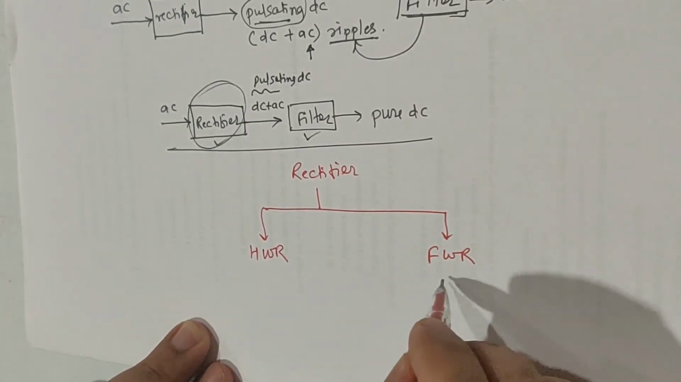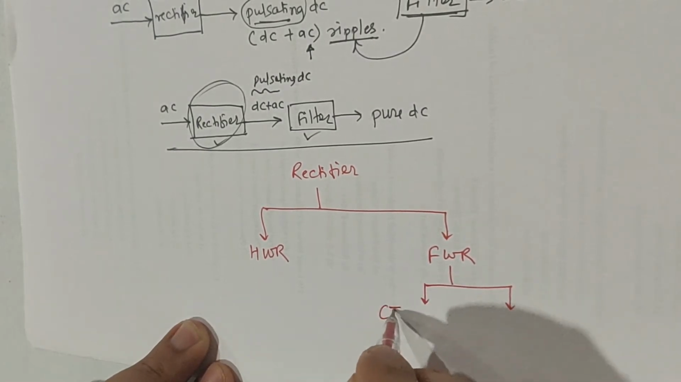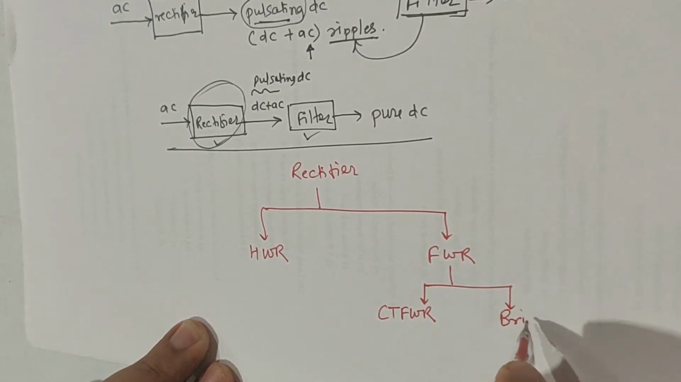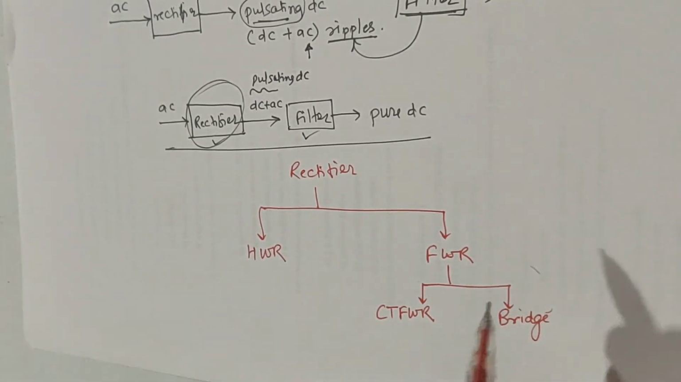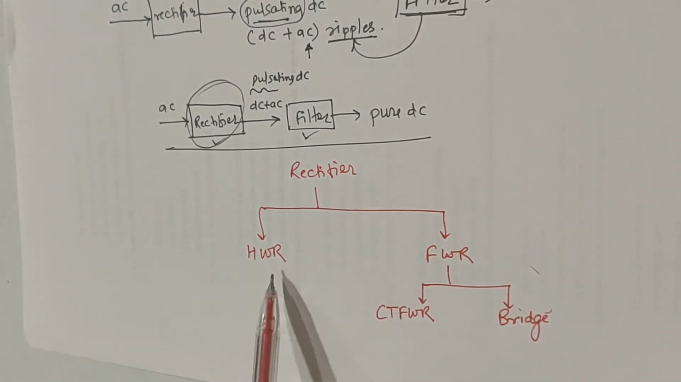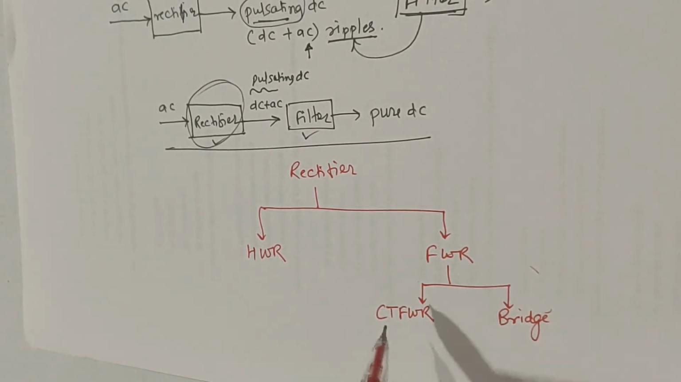And further, full wave rectifier is divided into two parts. One is called center tap full wave rectifier and another is called bridge rectifier. So bridge rectifier is nothing but part of full wave rectifier only. So rectifier is broadly classified into two types, half wave rectifier and full wave rectifier, and the full wave rectifier is further classified into center tapped full wave rectifier and bridge rectifier.